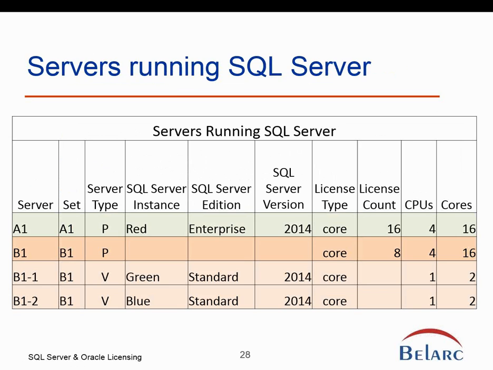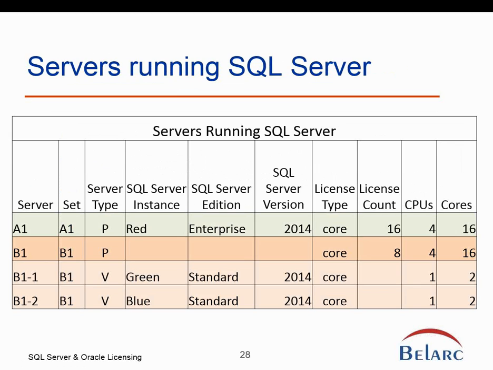Now we've augmented or modified the previous table. First, we got rid of Express because Express does not require a license. The Enterprise and Standard rows are still here. But we added a second row, and that is the physical server that hosts the Standards. In this example, we're assuming that both of those Standards are in VMs that are on a single physical host.